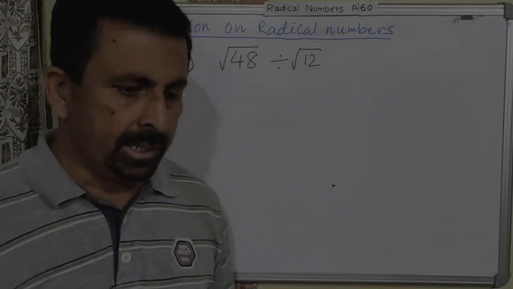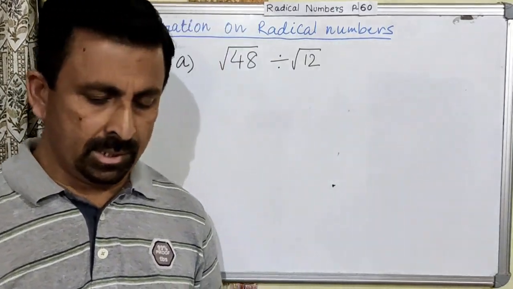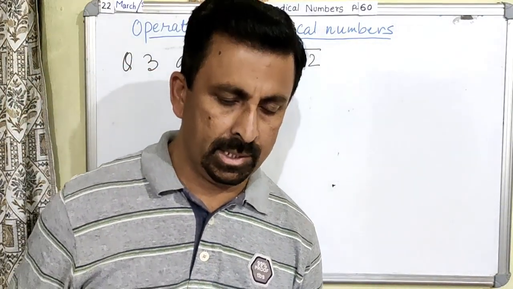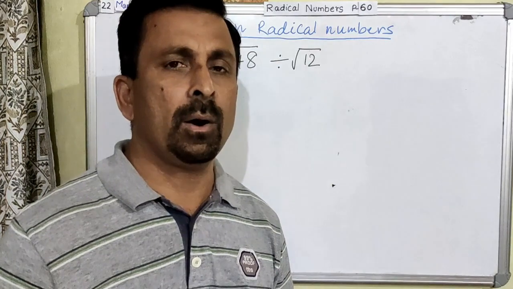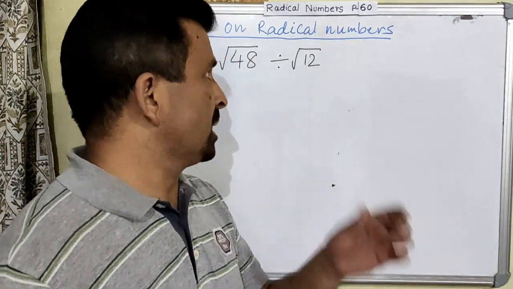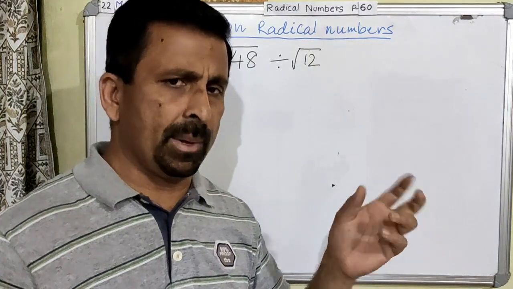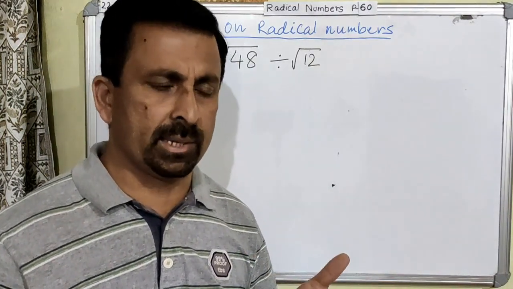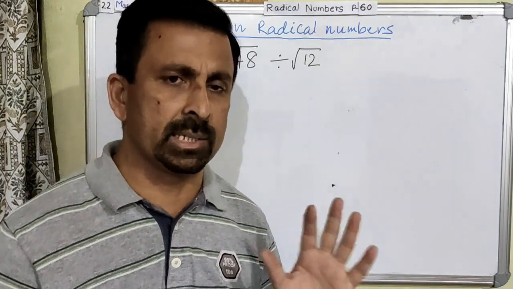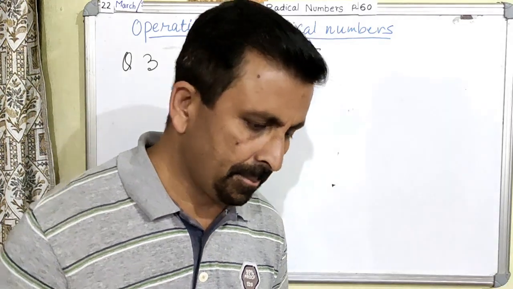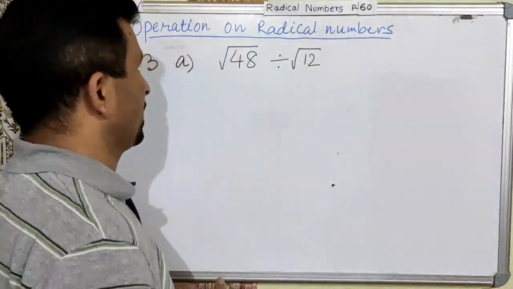Thank you. Alright, now we are moving on to question number 3. Question number 3 is about division of radical number. Actually, this question number 3 also should have been mixed with question number 2 only, because there is no separate rule for division. The rule for division and multiplication is same, right? So let us start and then see. Question number 3a.